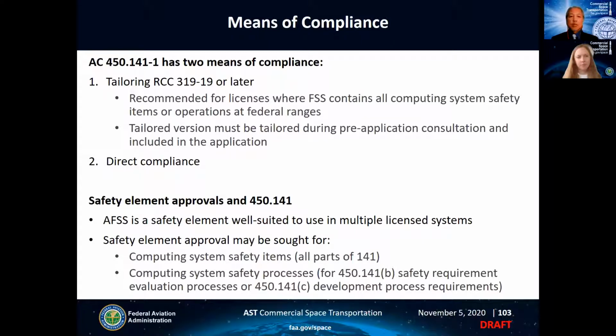Safety element approvals under 141 can be sought for either a computing system safety item as a whole, such as an AFSS, which I've found a good example because it tends to be standalone, or for computing system safety processes, either the safety requirement identification and verification validation processes under 141B, or for the main software development processes under 141C. Next slide.